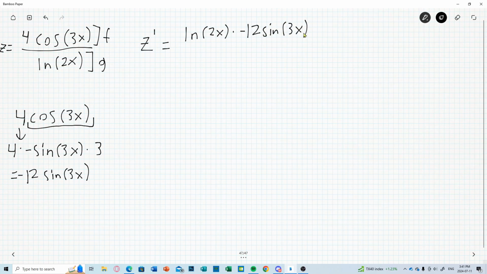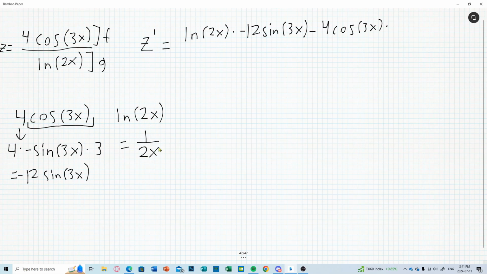sine of 3x. Now we're going to subtract the regular f multiplied by the derivative of g. So our regular f is just 4 cos of 3x, and our new g is going to be the ln of 2x, which we'll do right beside our cos. So ln of 2x. This is another chain rule. If you remember from the questions before, our ln becomes 1 over x, but because there's a 2x here, that has to go in the denominator, looking like that.